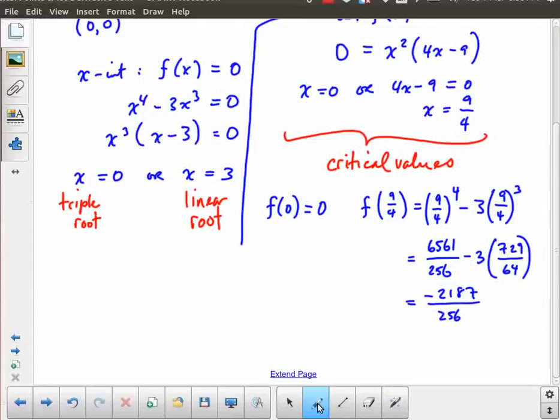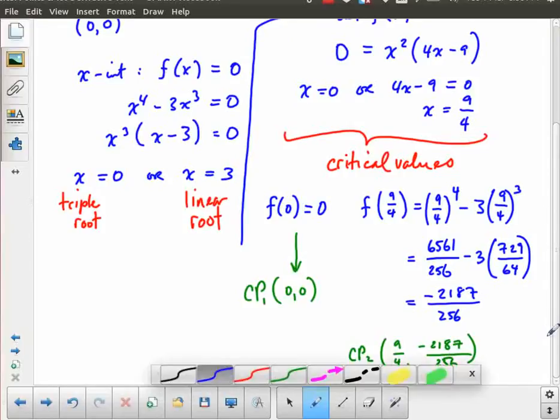Now this just means I have a critical point. Critical point number 1 is at 0, 0. And critical point number 2 is at, the x coordinate is 9 over 4. The y coordinate is negative 2187 over 256. So those are my two critical points. Now, once we get to sketching, obviously this is very awkward to use. We're probably going to have to convert that to a number if we want to do anything with it as a number. But right now it's an exact value, and I'm perfectly happy with that.